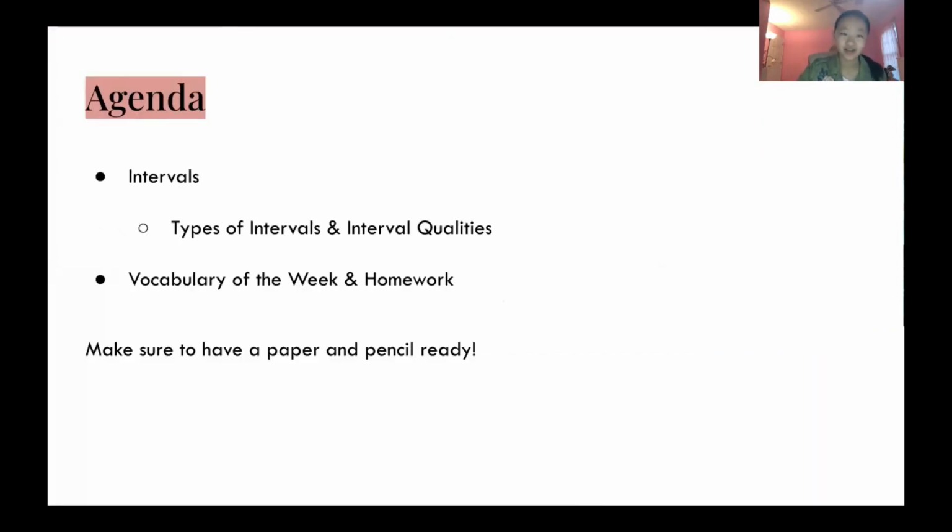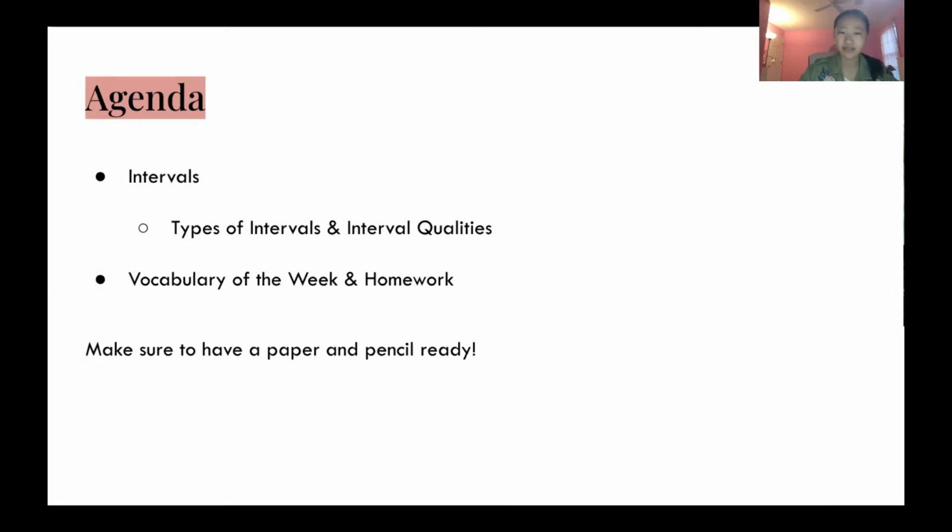So today, all we're going to be doing is going over the different types of intervals. This agenda looks short, but there are many different types of interval qualities. I'm sure you guys have already maybe learned major, minor, but there's also perfect, diminished, and augmented. Those are pretty tough concepts if you haven't learned them yet, and if you have, then it'll be a really good review. And then we'll do vocab and then homework.